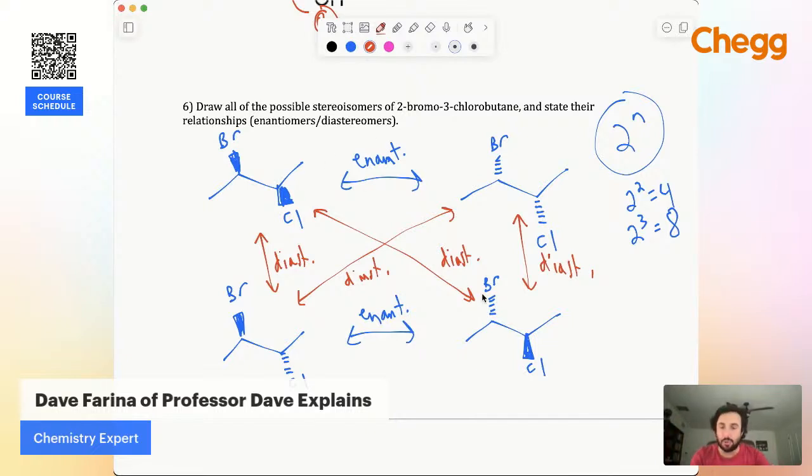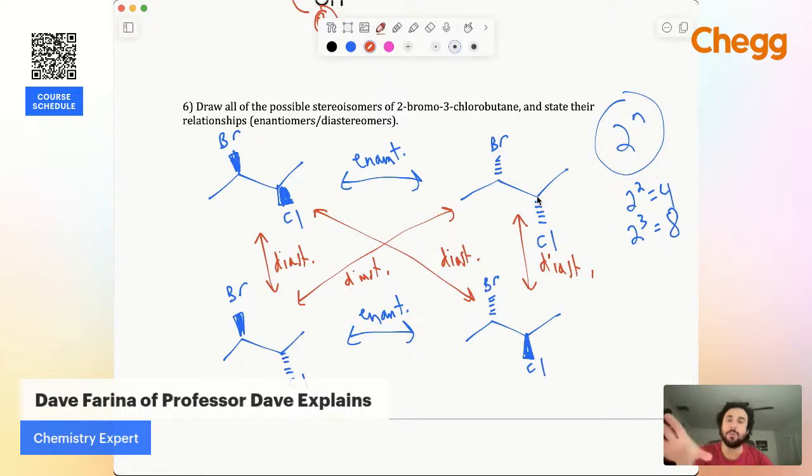So here in this direction, we inverted one of them. In this direction, we inverted one of them, the bromine. In this direction, we inverted one of them, the chlorine. In this direction, we inverted one of them, the chlorine. So when you have 2 chiral centers, if you invert one but not both, you get a diastereomer. Only if you invert both of them do you get an enantiomer.